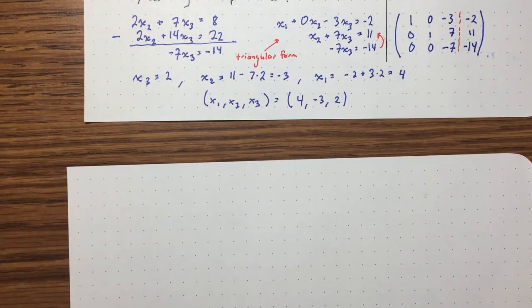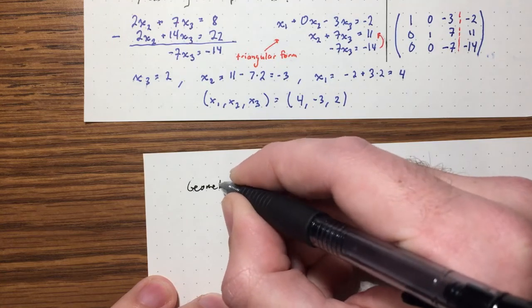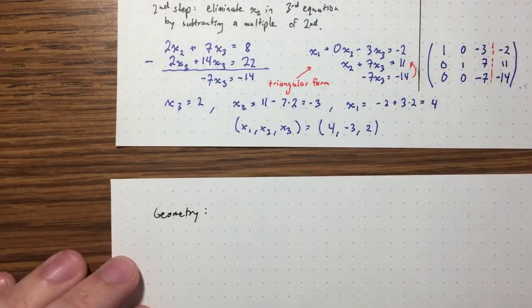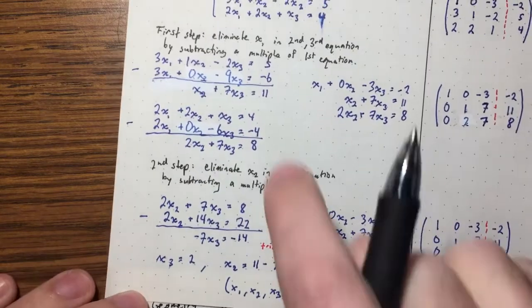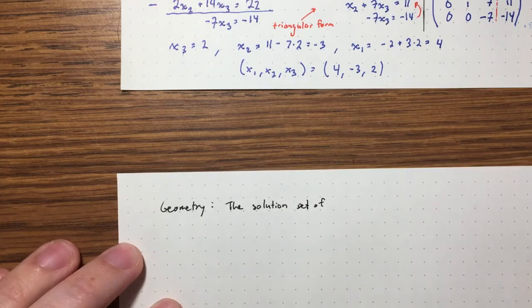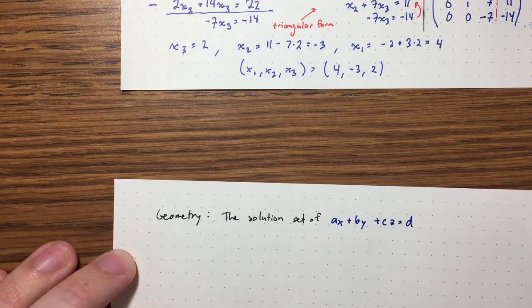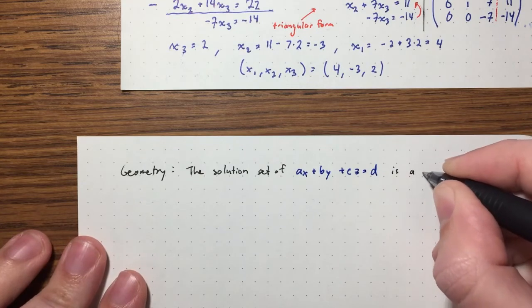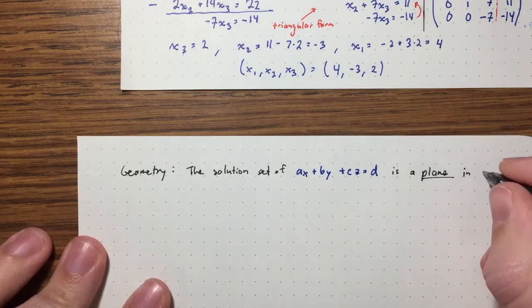What else would I like to talk about today? Let's talk about geometry really quick. So we talked about what does a solution to ax plus by equals c look like? What about the equations that we just wrote down in 3 variables? So the solution set of something that looks like ax plus by plus cz equals d. What is that kind of object? Well, it's a plane. So it's a 2-dimensional object. It's a plane, but it lives in what space? I have 3 variables, right? So it lives in 3-dimensional space.